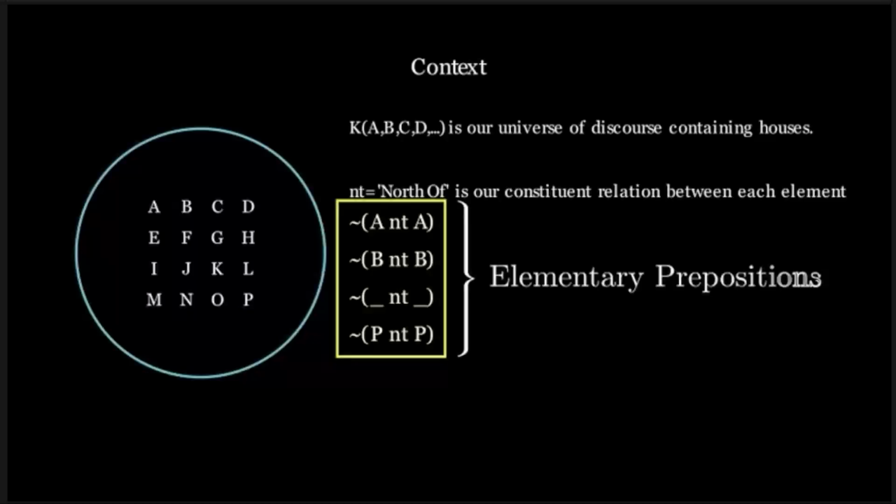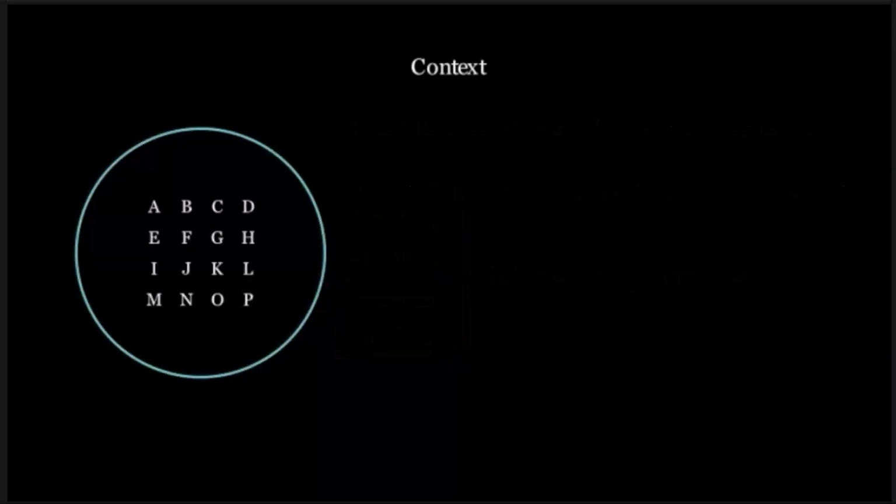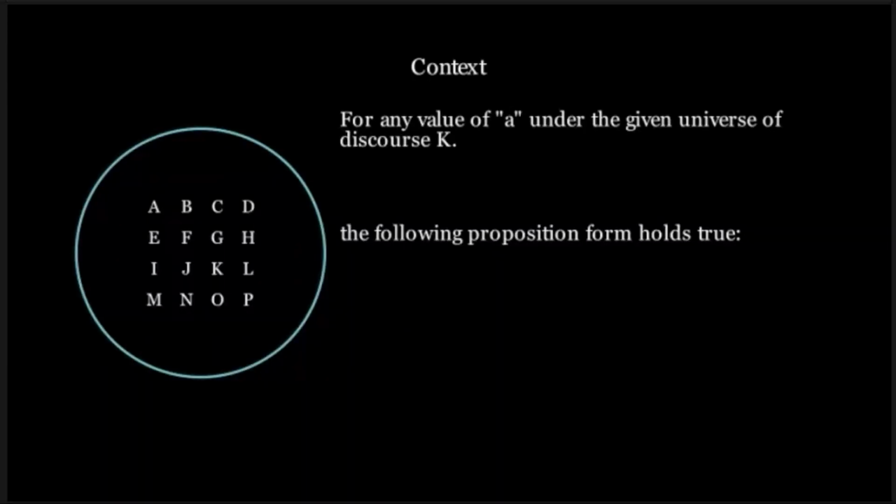Similarly, we can establish an elementary proposition for each house in the collection. However, it would be quite time consuming to individually write down all the propositions that affirm this relation for every house, that every house can't be north of itself. Instead, we can establish a generalized notion. We can establish this proposition in a very general way. Like we can say, for every house, a house cannot be north of itself. And this generalization can be represented by a general proposition.